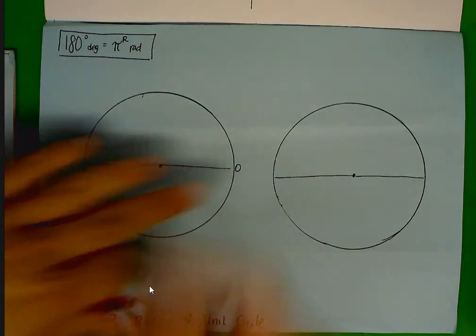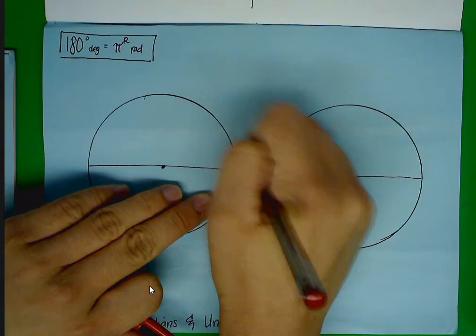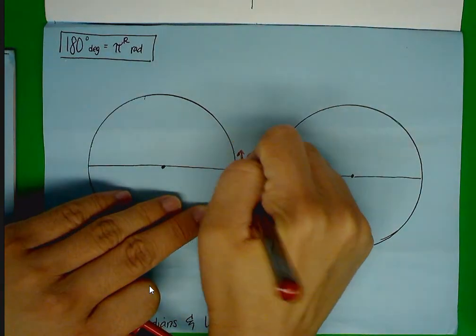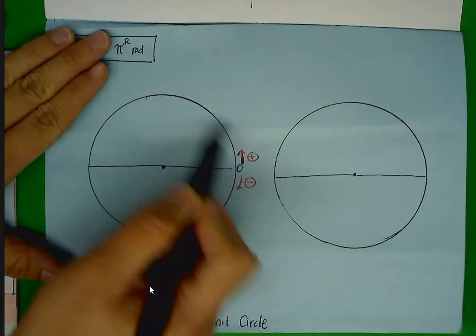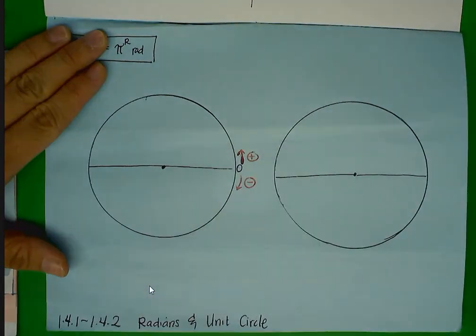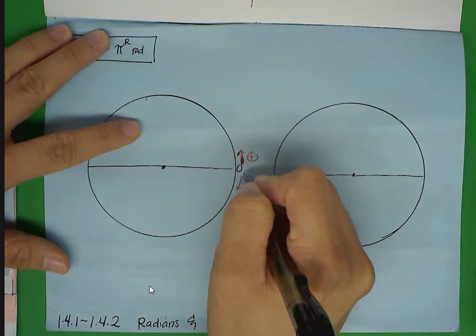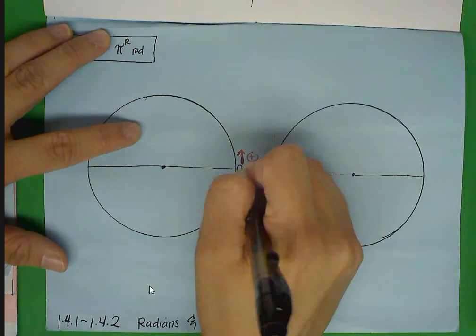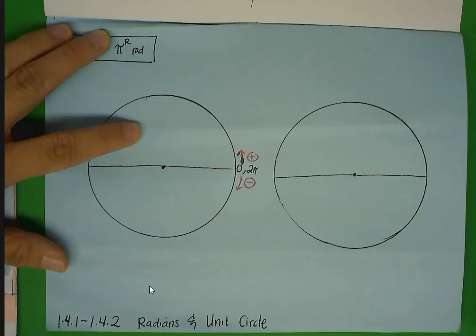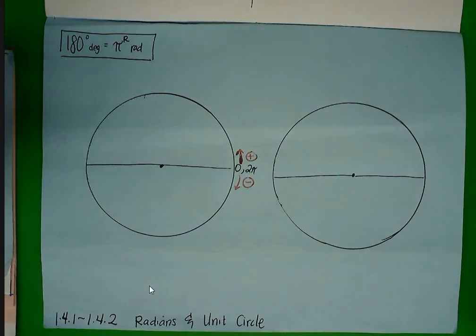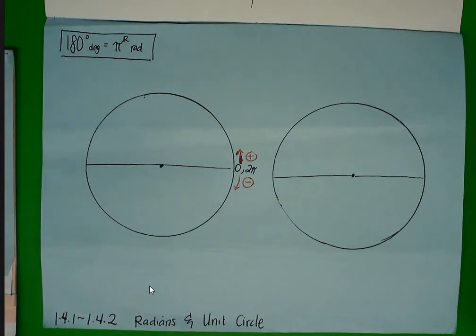Okay, this direction is going to be positive, and this direction is going to be negative, right? Just so you know. All right. If I go the whole circle around, how many radians is that? How many radians is the whole circle? Not 2. 2 pi. So it's exactly 2 pi. Okay, so I'm back in the same place, right?